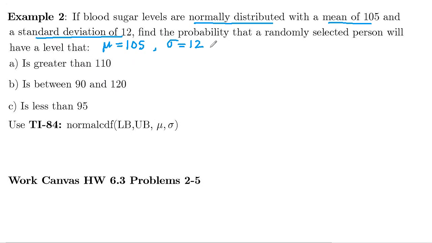So, what is the probability that a randomly selected person has a level greater than 110? So you can write this in symbols as probability that X is greater than 110. I used X instead of Z because our mean is not 0, our standard deviation is not 1. This is a normal distribution, but we're not converting to the standard normal. So this will be normal CDF.